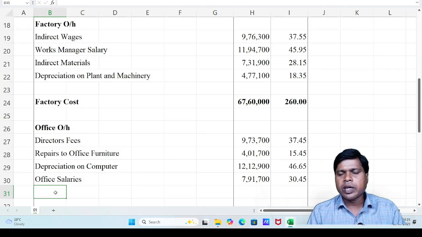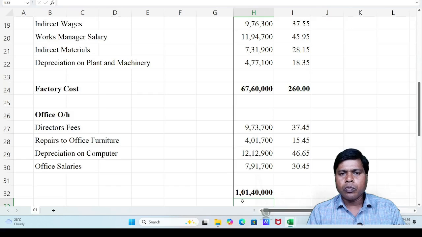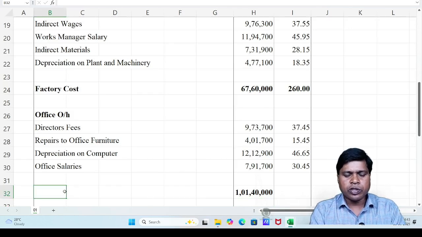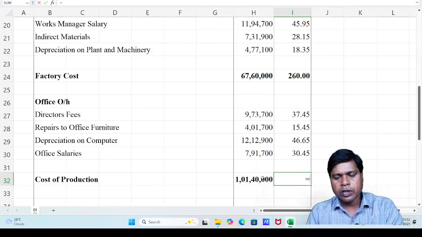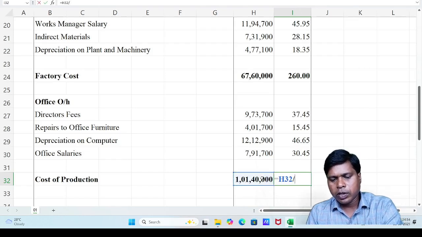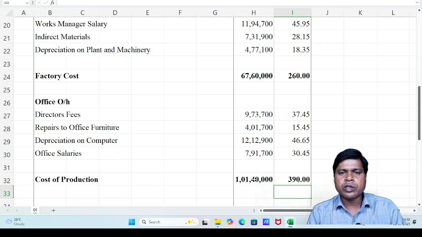After this we can take total of factory cost plus office overheads: 1 crore 1,40,000. This is called cost of production. And calculate cost of production per unit, total amount divided by 26,000 units produced during the year. Per unit cost of production is 390.